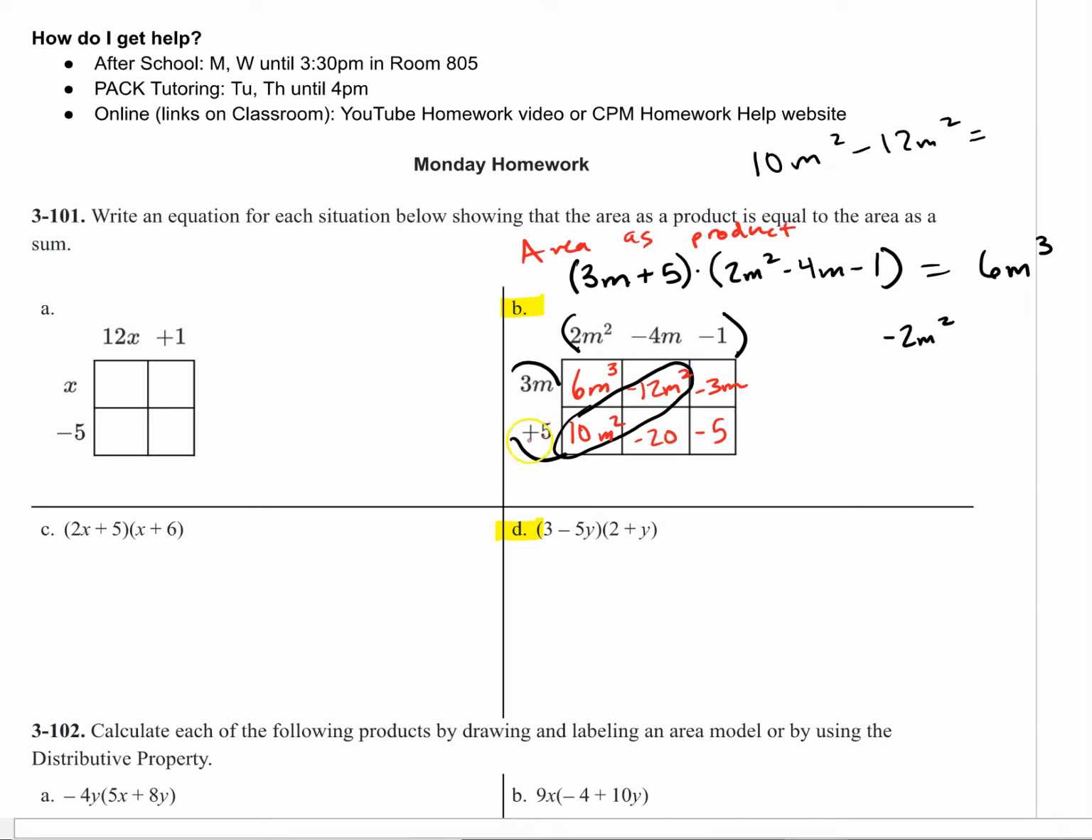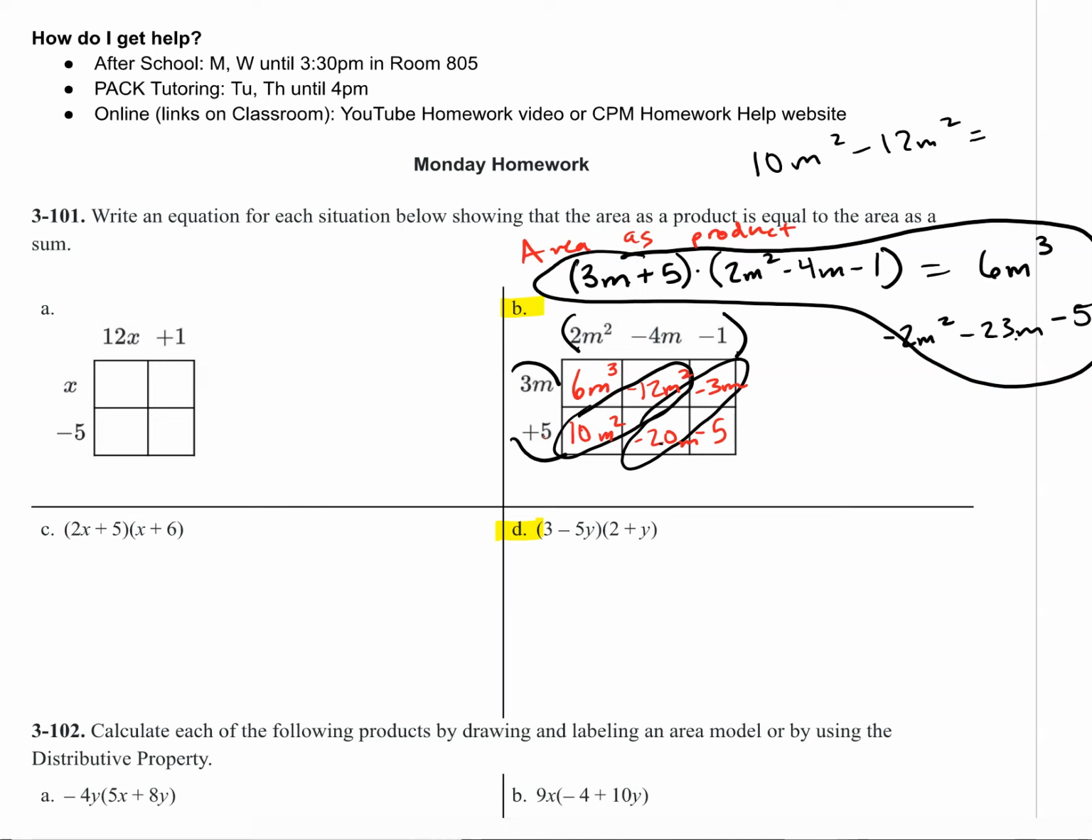Looks like I made a little typo here. We've got 5 times negative 4m is negative 20m for a total of negative 23m. If you combine like terms, negative 20 and negative 3 is negative 23. Okay, so that's our answer. Area as a product is equal to area as sum.